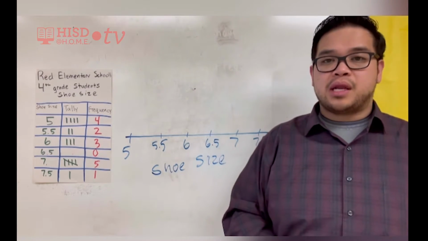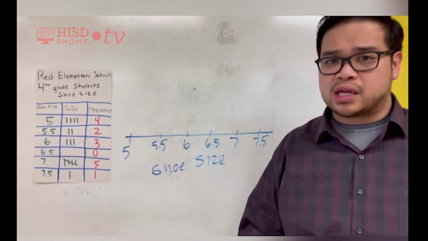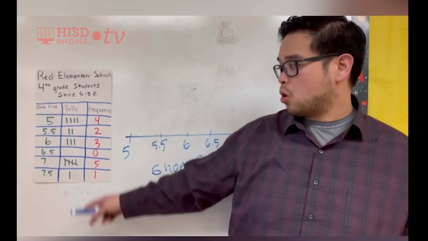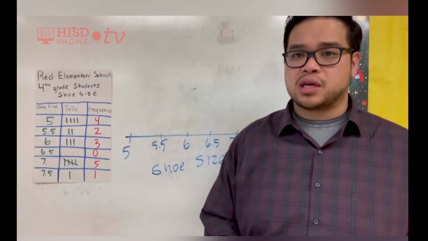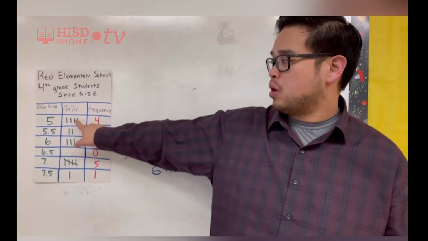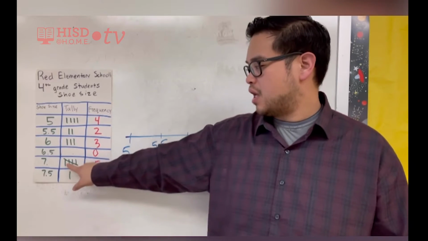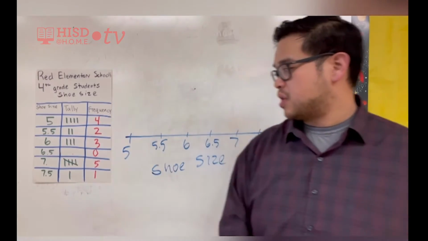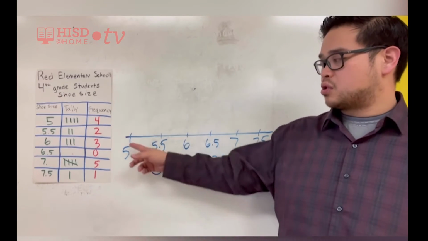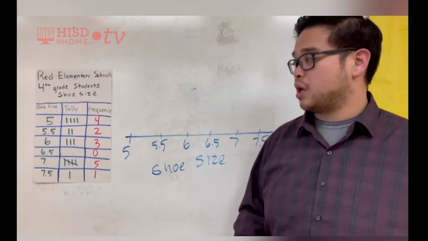So how many students did I survey? Let's go ahead and count how many students we have. In order to do that, we just count how many tally marks we have all together, or we can add our frequencies together. So let's start. 1, 2, 3, 4, 5, 6, 7, 8, 9, 10, 11, 12, 13, 14, 15. So we have 15 students that we surveyed. So that lets me know that when I draw my dots, I should have 15 total dots. Let me go ahead and draw my dots.